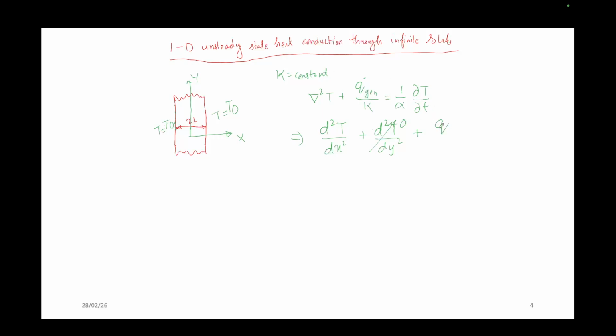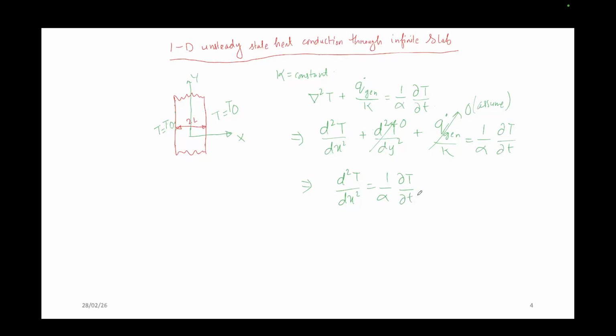Also, let us assume this Q generation for this problem to be 0. Only for this problem, we are just assuming this. Okay, so this equation is getting converted into this format. Up to this, any issue?